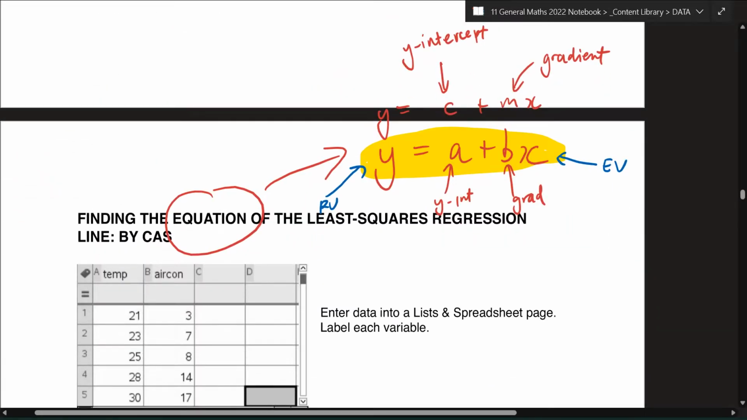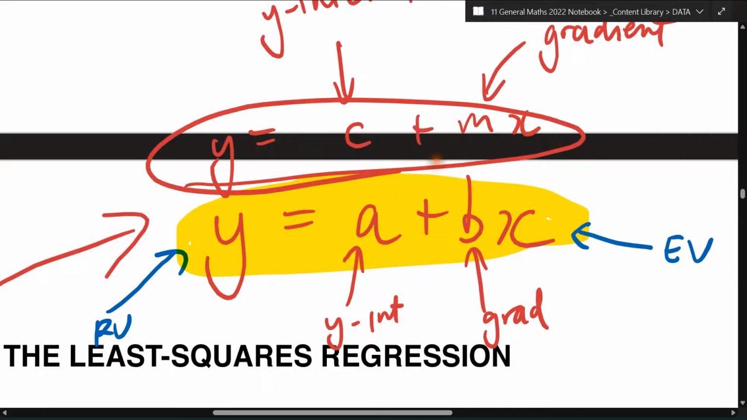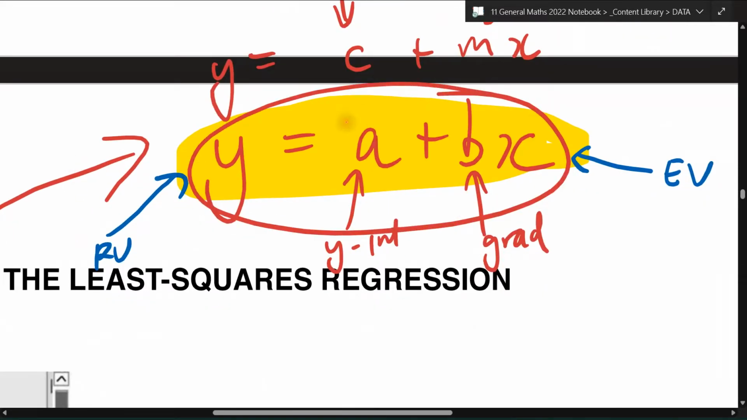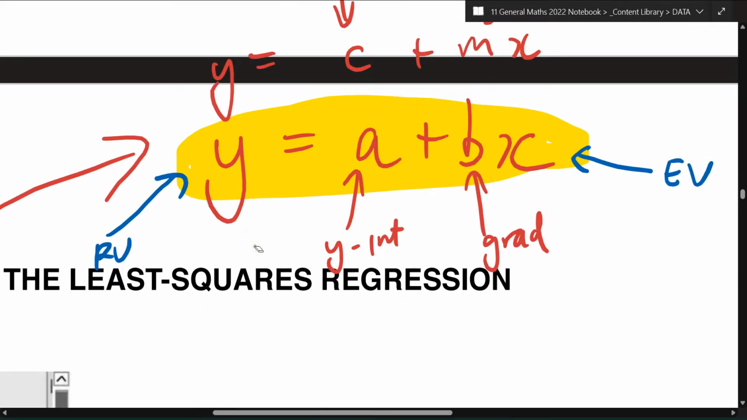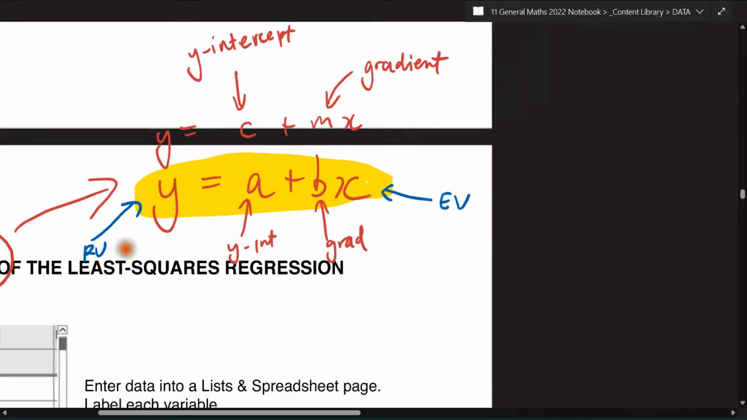Now, the formula that I'm talking about looked something like this. y equals mx plus c, which you would have learned last year. But this year, we're changing it up to y equals a plus bx. And it essentially means exactly the same thing. The only thing that's different are your letters. So instead of c, you're using a, which just represents the y-intercept. Instead of m, which was the gradient last year, you're going to use b, which is the gradient. X and Y, we've already learnt about this. X represents your EV, Y represents the RV.